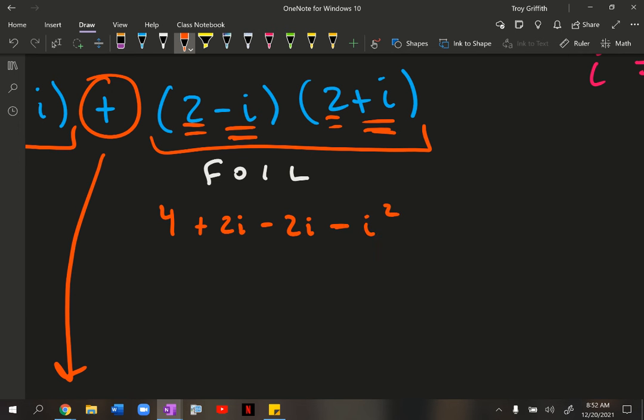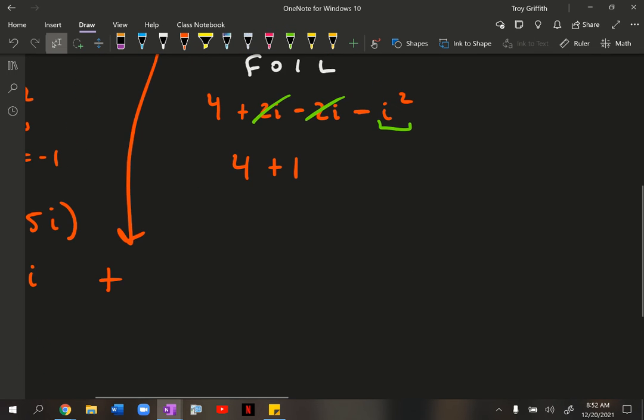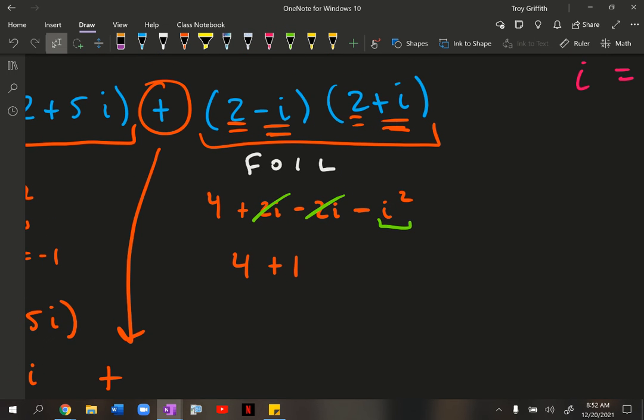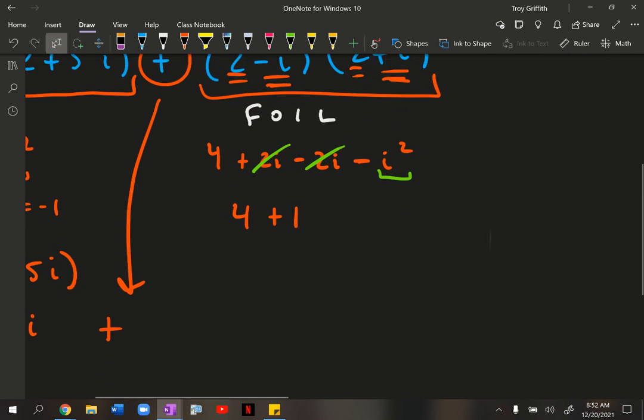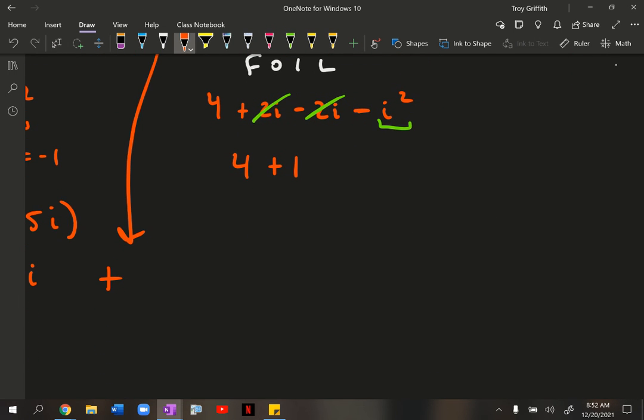I picked these two sets of parentheses on purpose because something special happens in the middle here. This stuff in the middle cancels out. So 2i minus 2i is 0. And then I have a minus i squared. Remember, i squared is -1. So minus -1 turns into a +1. So this becomes 4 plus 1. And so this entire second part of this expression, 2 minus i times 2 plus i, becomes 4 plus 1. So this is a +5.